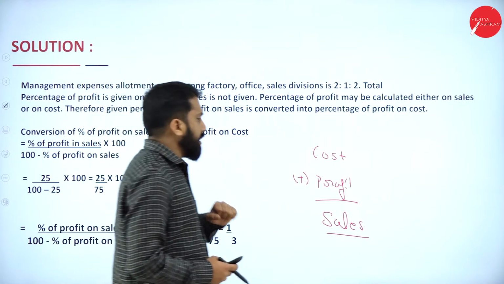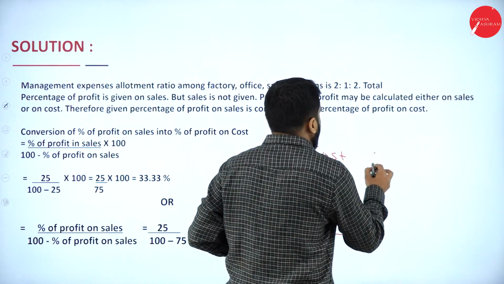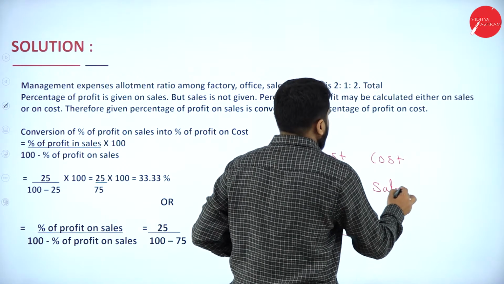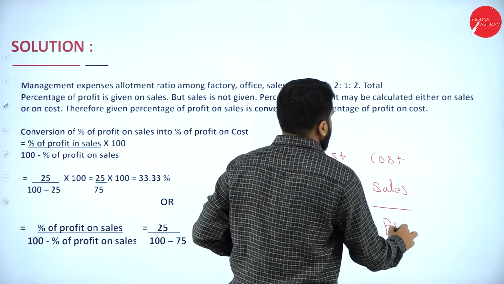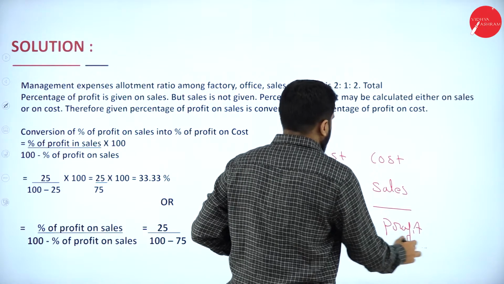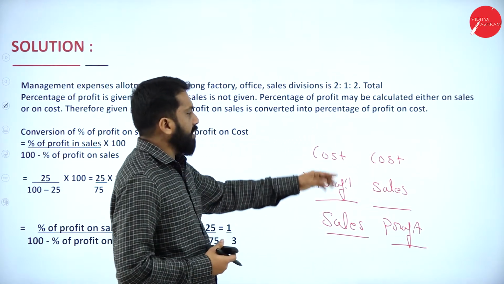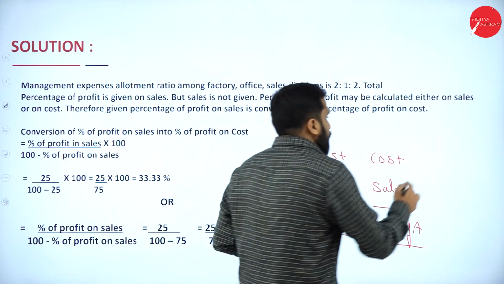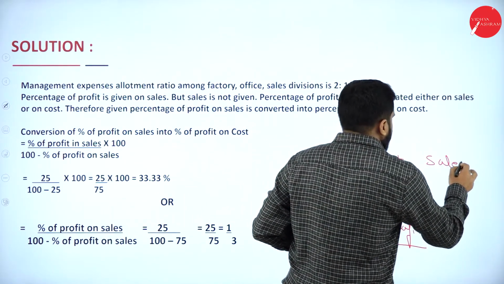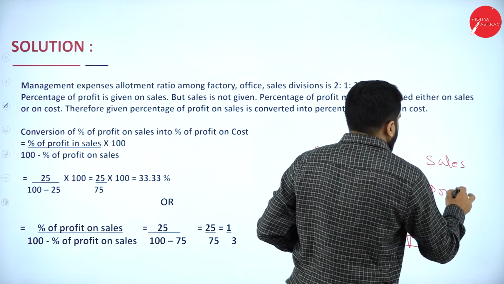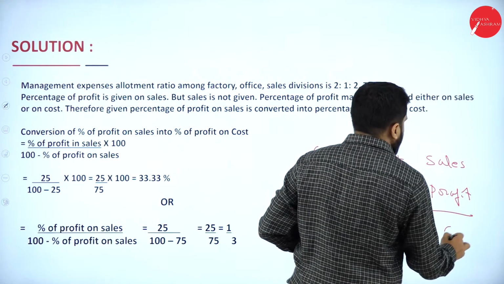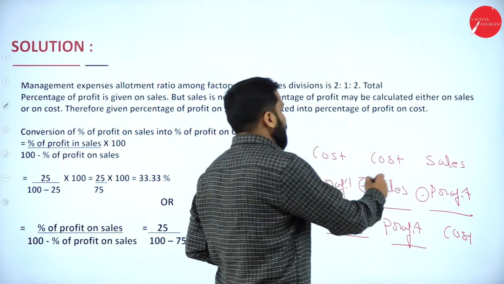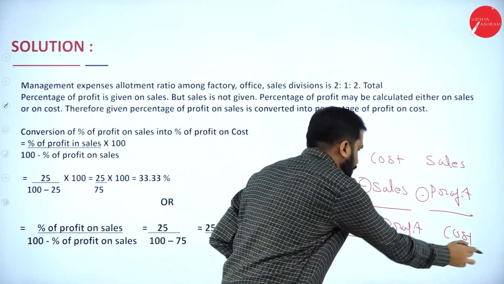Now, in case the cost is given and sales is also given, the answer is nothing but profit. If you want to find out profit, sales minus cost is your profit. Now, if sales is given and profit is also given and you want to find out cost, you subtract. These three formulas we know already.